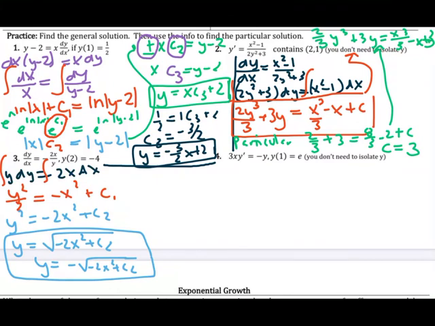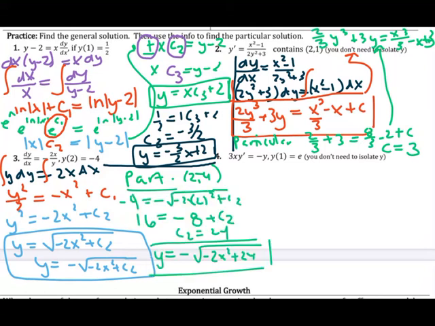On number 3, our general solution is going to be y equals the square root of negative 2x squared plus c2, and y equals negative the square root of negative 2x squared plus c2. Since for our particular solution we need y to be negative, we're going to use the second equation here and solve for c2. We're going to get that c2 is 24, and you can see our particular solution there.